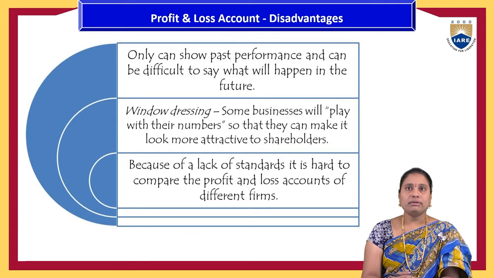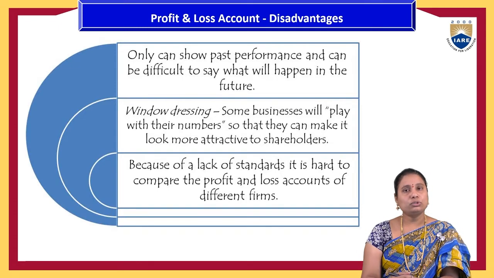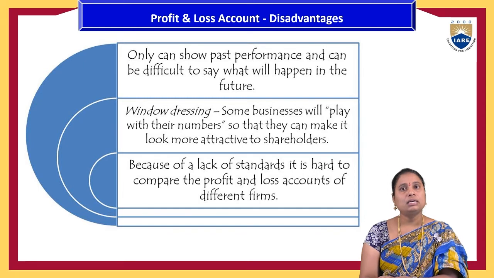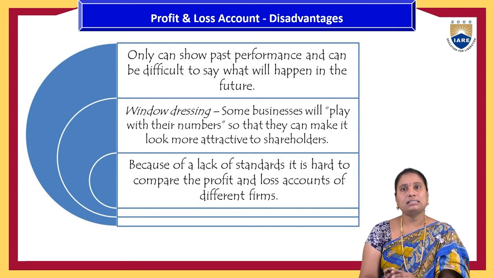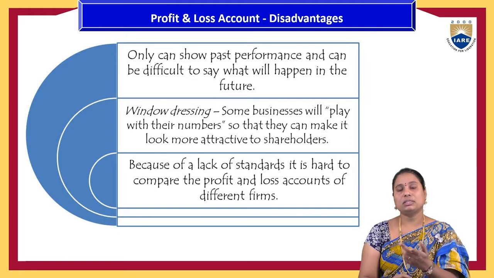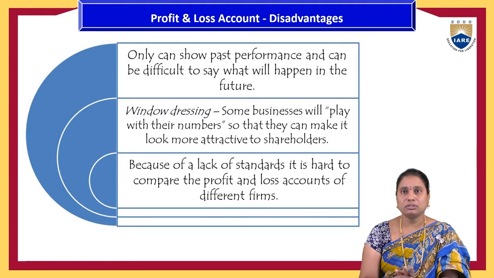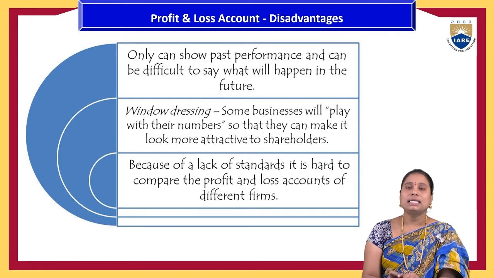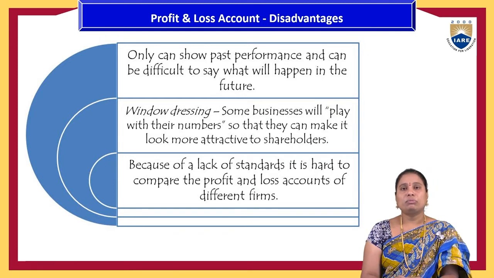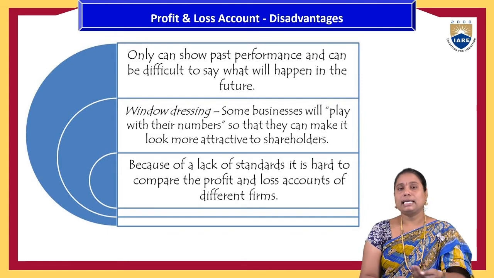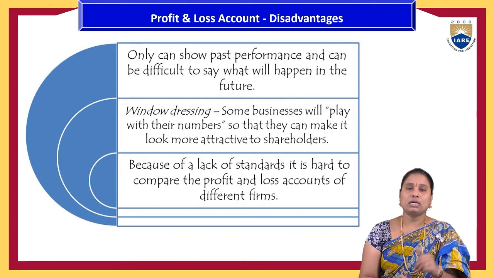There are certain disadvantages too. It only shows the past performance, but it won't give any analysis for the future returns. Window dressing is there, that is, playing with the numbers, so the organization can show some manipulations. And because of lack of standards in the comparison of the profit and loss account, it is difficult to get an analysis of the comparison from one year to another year, or from one company to another company.